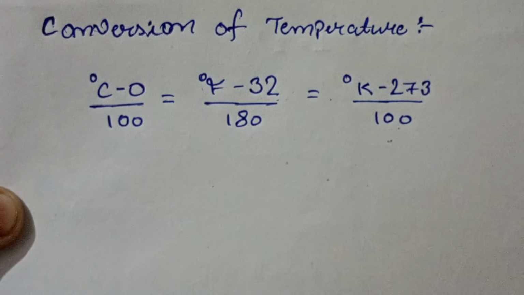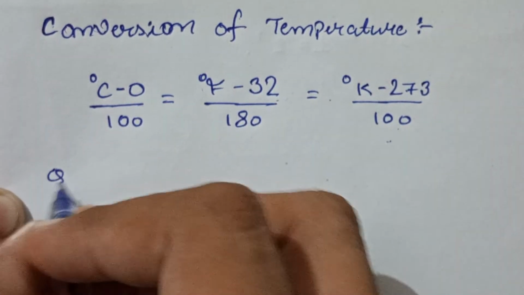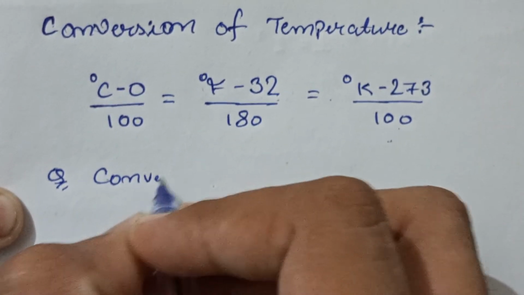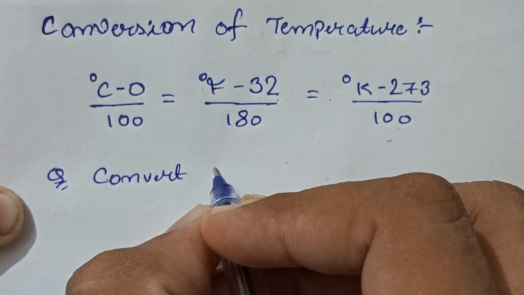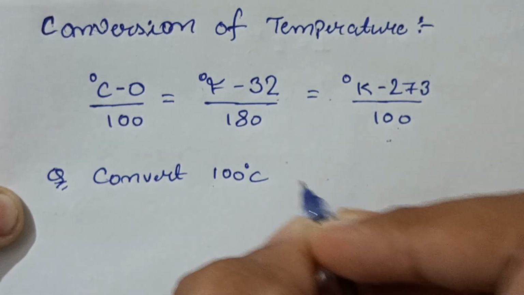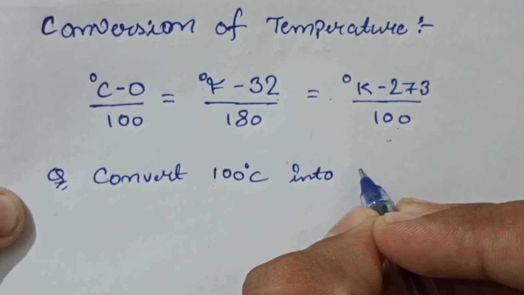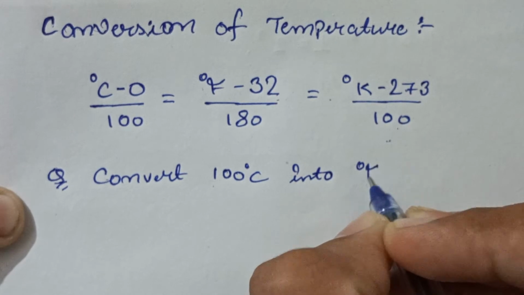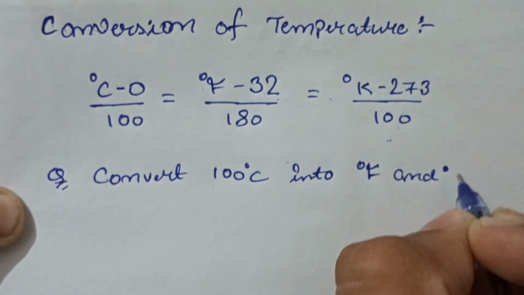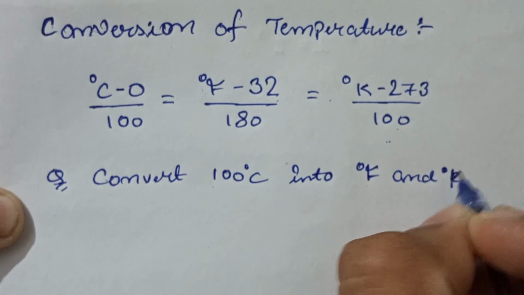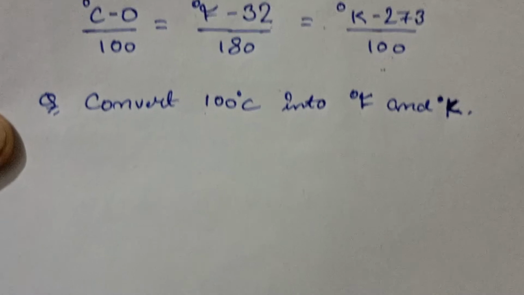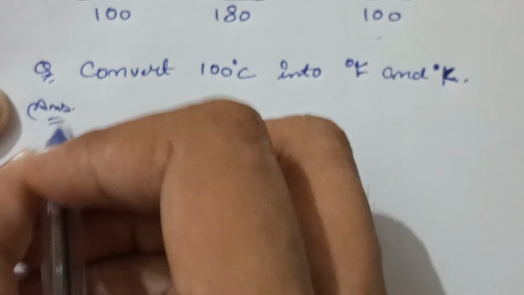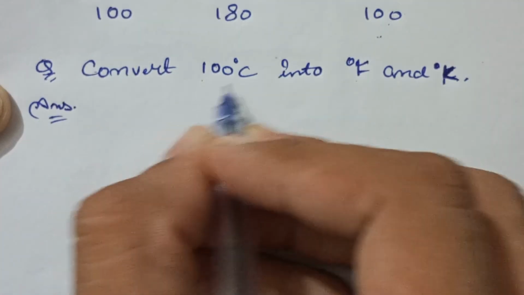Okay, now suppose we have an example, a question: convert 100 degrees Celsius into degree Fahrenheit and degree Kelvin. Okay, we have to convert 100 degrees Celsius into degree Fahrenheit and degree Kelvin. So first of all, the solution. We have given degree Celsius is equal to 100.